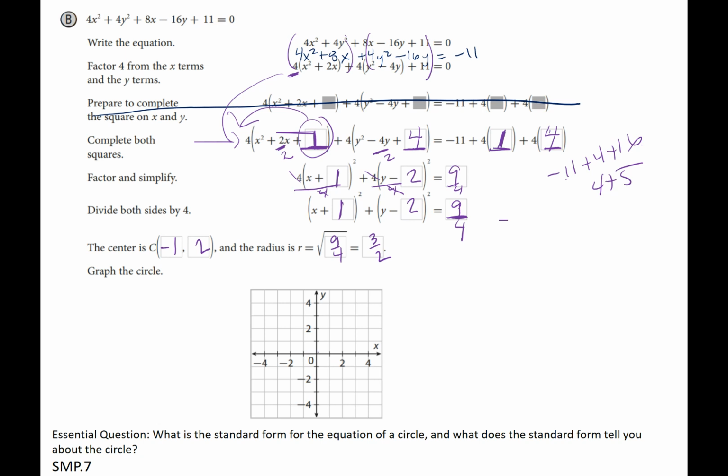All right, so I'm going to go ahead and plot that. So we're going to go out negative 1 and up 2. Then we're going to count out 3/2, which is about 1 1/2. I'm going to go out about 1 1/2, up about 1 1/2, to the left 1 1/2, and down 1 1/2. I'm going to go ahead and connect my dots with a circle.